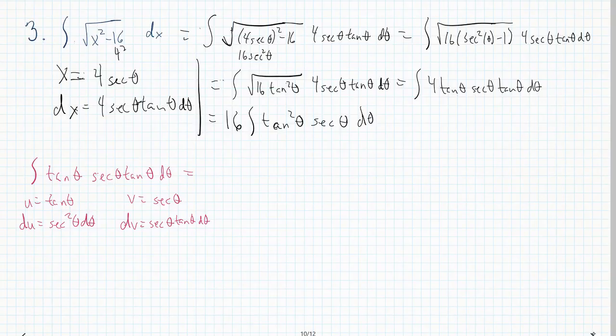So in that case, what do we have? u times v is tangent theta secant theta minus, okay, so it goes v to u, right? And so in that case, we have secant theta secant squared theta d theta.